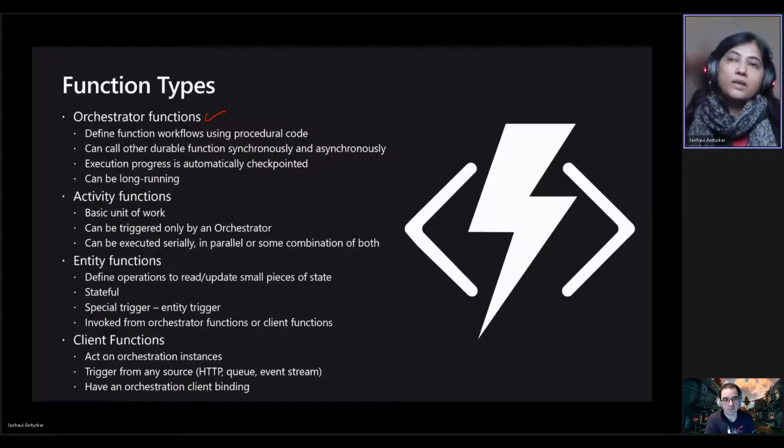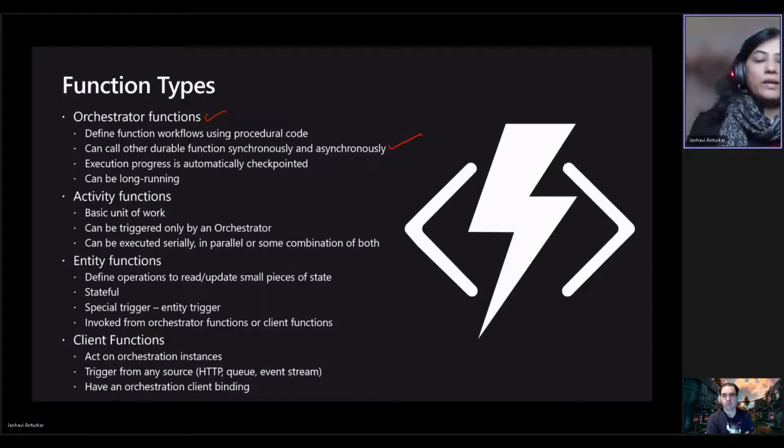This function defines the function workflow using procedural code. You don't need to have any declarative schemas or designers for these. Orchestrator functions can call other durable functions synchronously and asynchronously, and the output from the called functions can be reliably saved into local variables. Orchestration functions are durable and reliable.